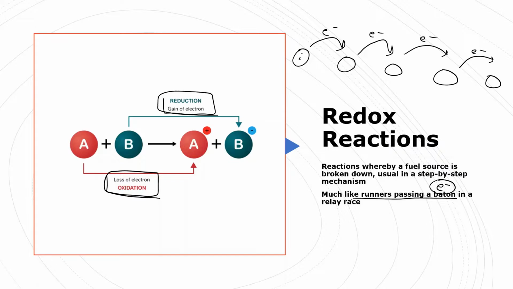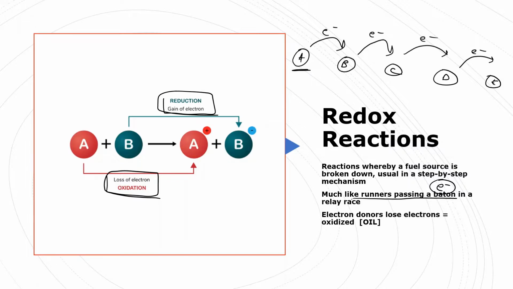Right? So if you had runner A and runner B and runner C and runner D and runner E and so forth, you could say that at this moment right now, A is passing to B. A is passing the baton off. A is passing the electrons off to B. So A is being oxidized because it's losing.